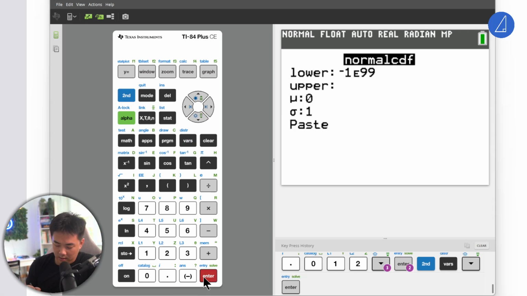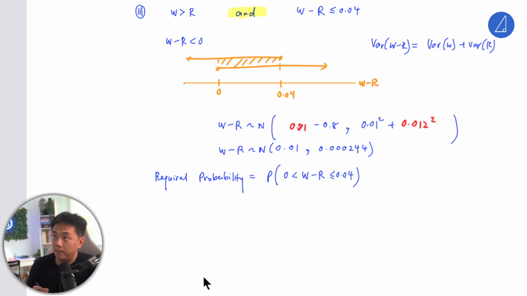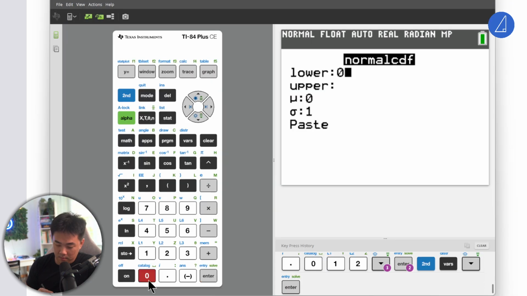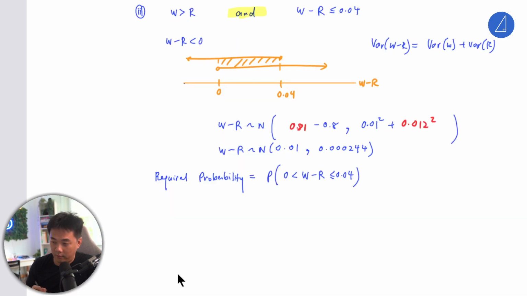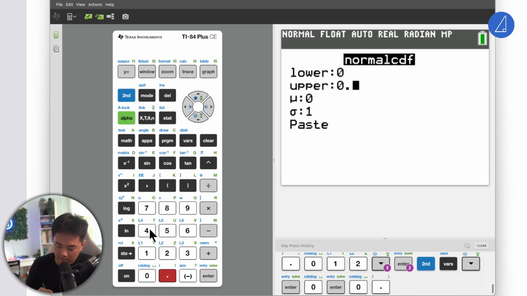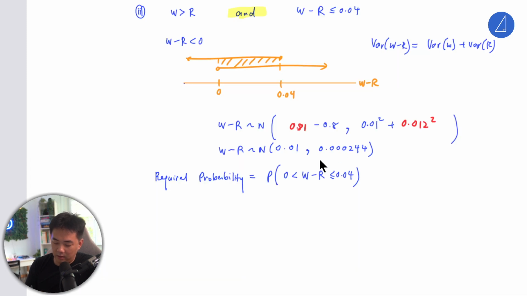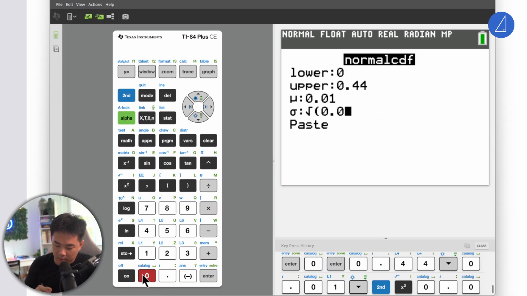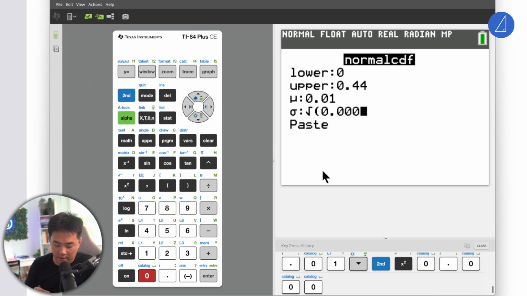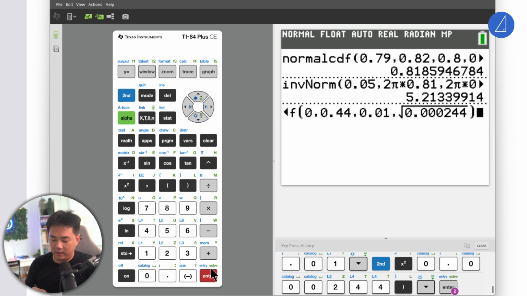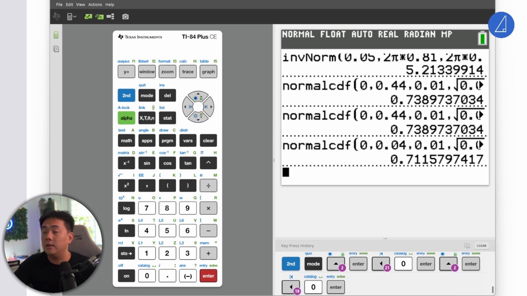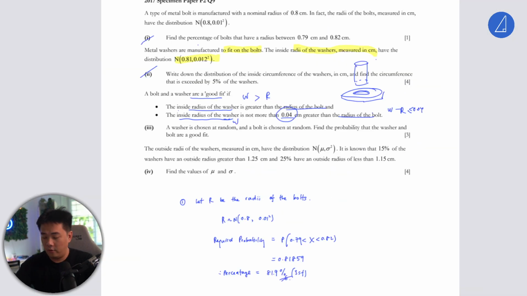Use normal CDF. The lower bound is 0, the upper bound is 0.04. Then put in the mean, which is 0.01. For the variance, you need to square root it: the square root of 0.000244, taking note of the number of zeros. Close bracket, and that will be the answer: 0.7115.